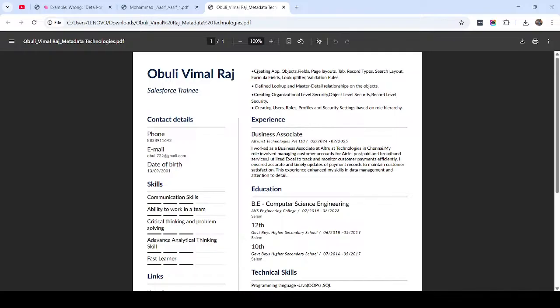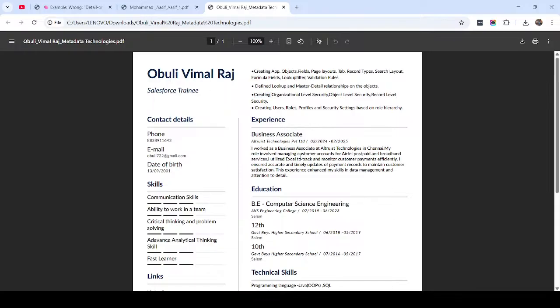And don't write about things you are creating or doing or just planning. Instead, if you have already done something, just mention that, because nobody is looking at what you are planning or what you are doing currently. A resume is what you have done, so try to mention it. And this is Salesforce trainee.